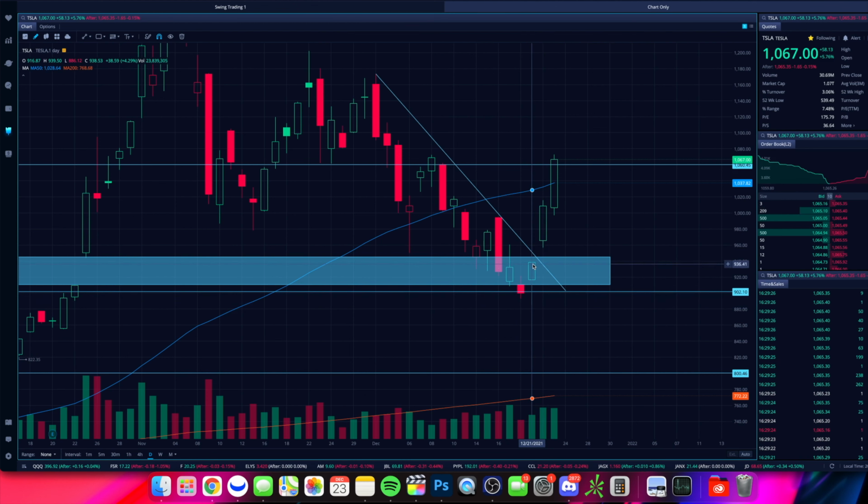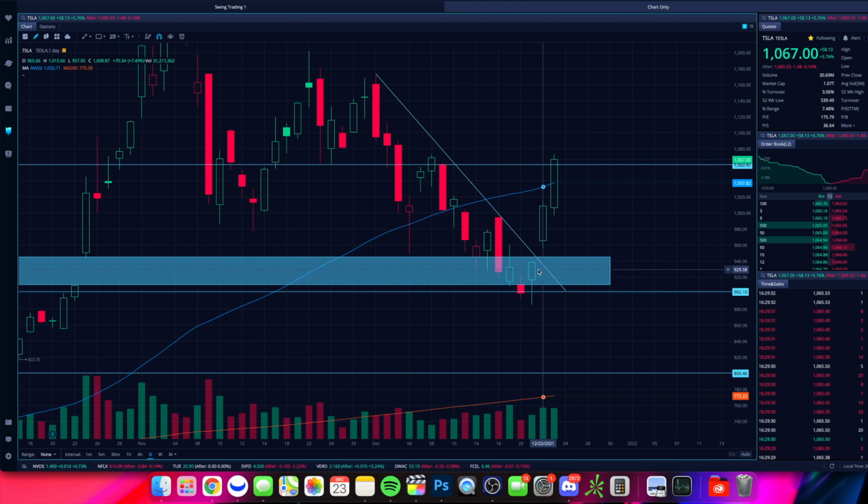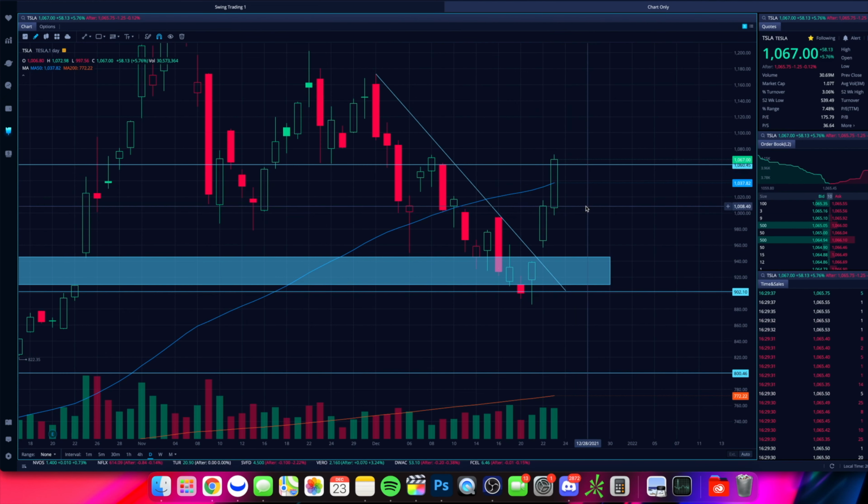So that day that it closed up over here and ended up dipping down to, looks like, 885 and ended up closing up here towards about 937 or so, that was a very, very strong day, which then led to the breakout of this downtrend and a bigger move to the upside.